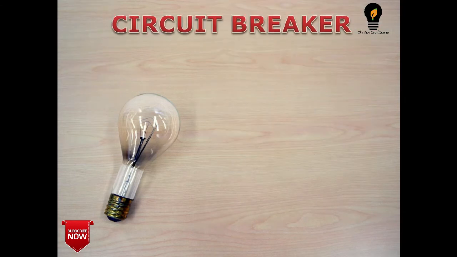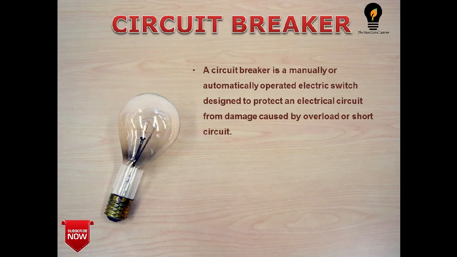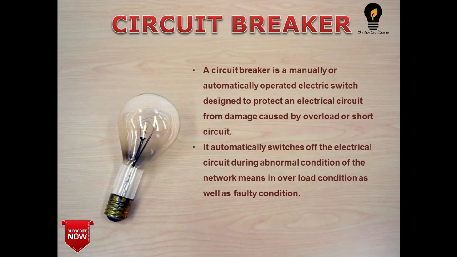So let us see the need of circuit breakers. A circuit breaker is a manually or automatically operated electrical switch designed to protect an electrical system or circuit from the damage caused by overload or short circuit. It automatically switches off the electrical system or circuit during abnormal condition of the network, means in overload condition as well as in faulty condition.